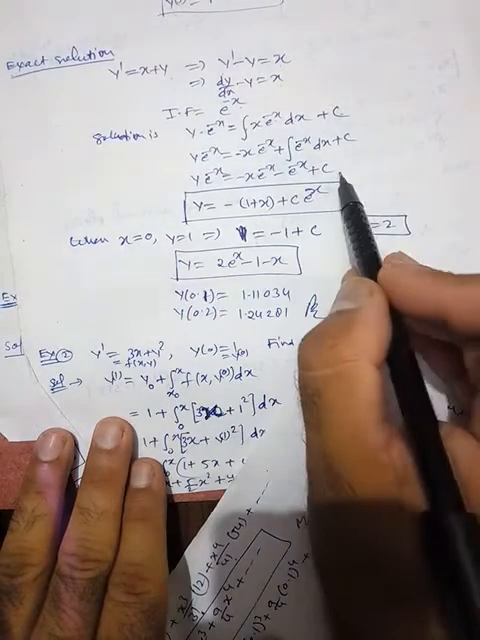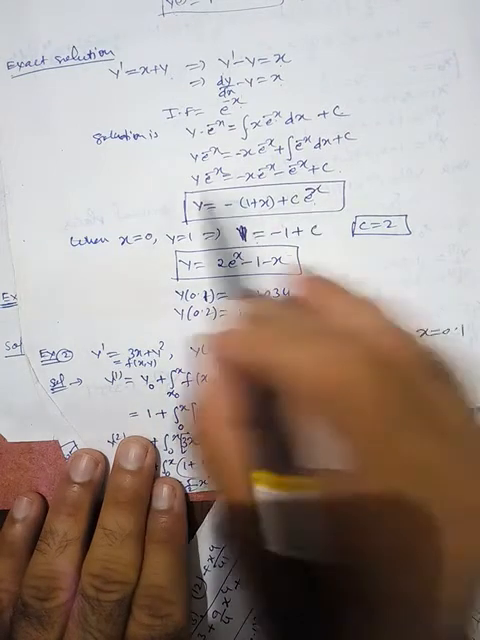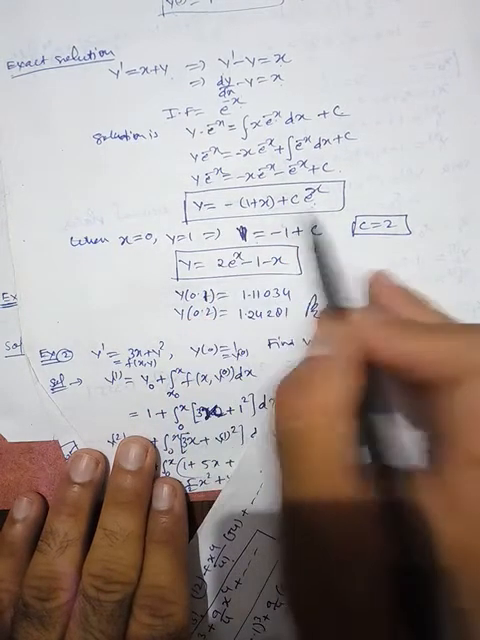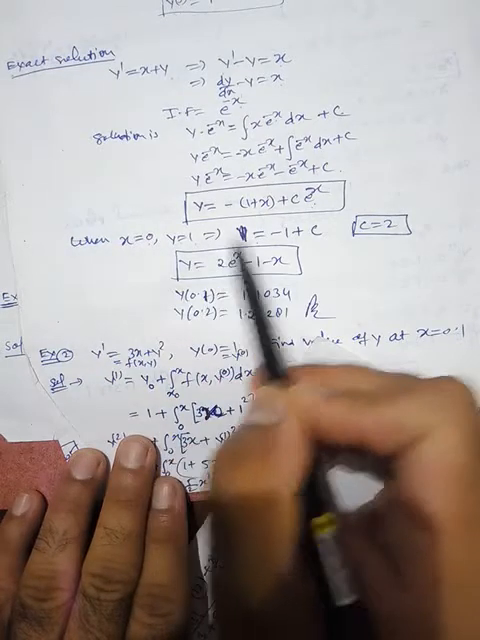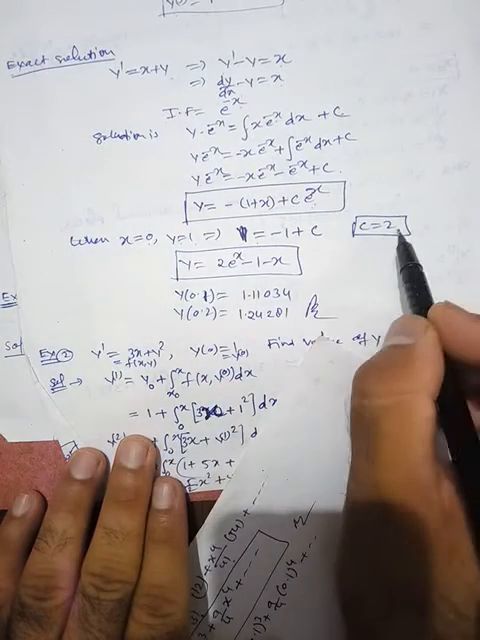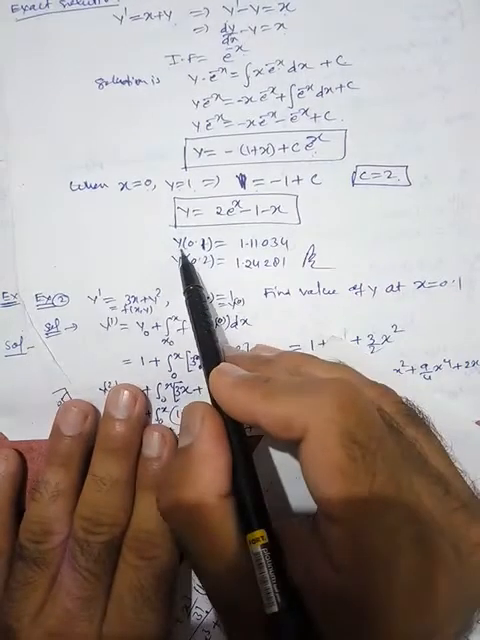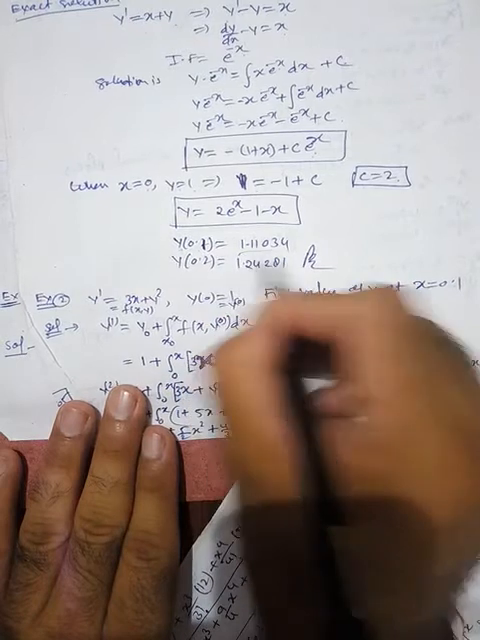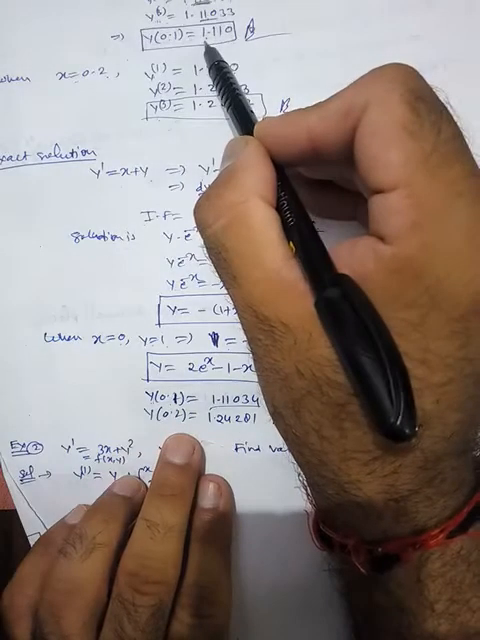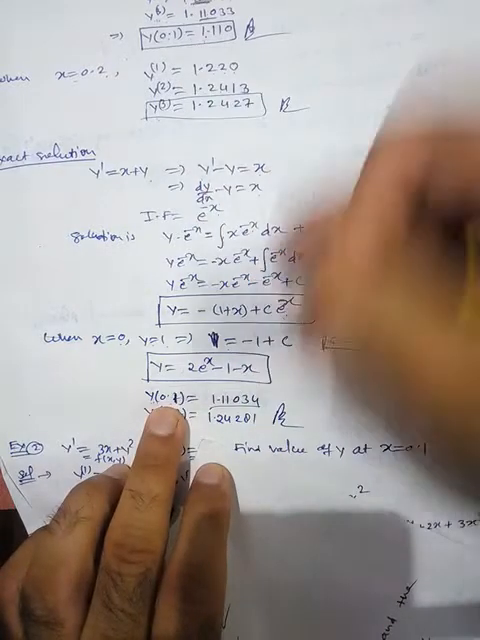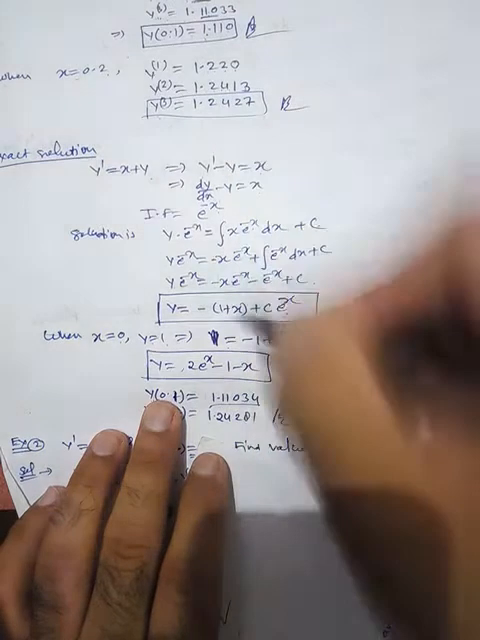After simplification, we get this equation, and after multiplying by e raised to the power x, we get this equation. Now initially x is 0, y is 1, so after putting this, c is equal to 2. When you substitute, we get this solution. Put x equal to 0.1, and we get this result. As per our method, if you compare y at 0.1, here is 1.110 and 1.1102, so very close to these.